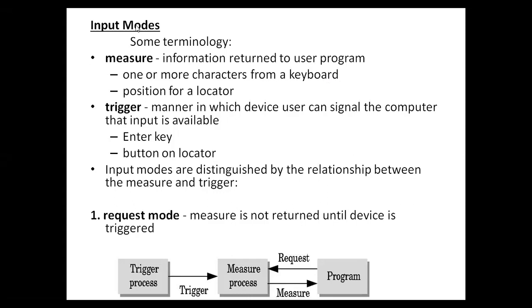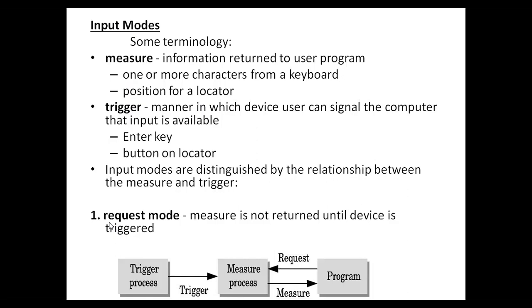The things that constitute my input modes are basically two: one is measure, and another one is trigger. Based on these two things, measure and trigger, I can give different types of input modes. Based on measure and trigger, they have differentiated the giving of input into three different modes, or three different ways.